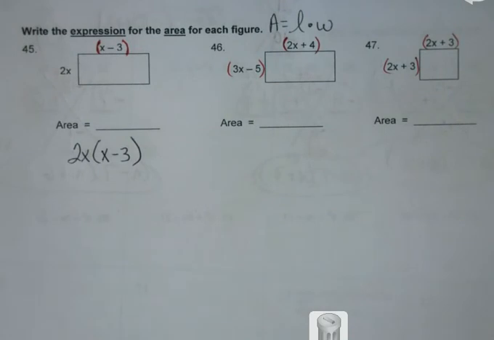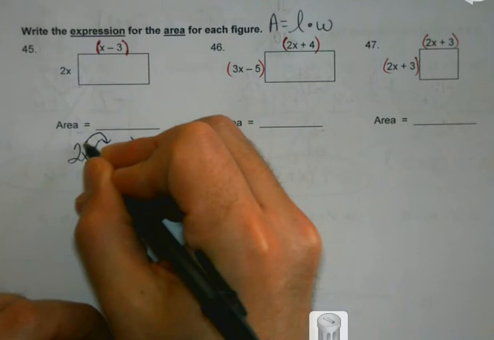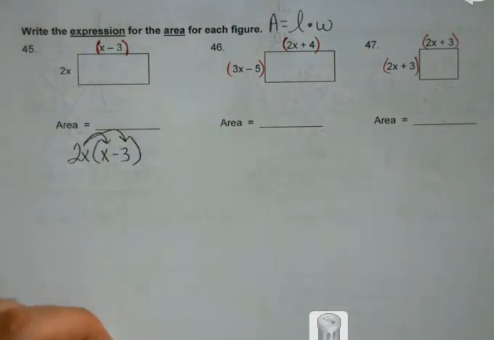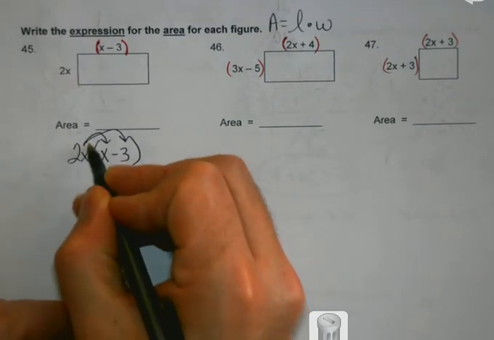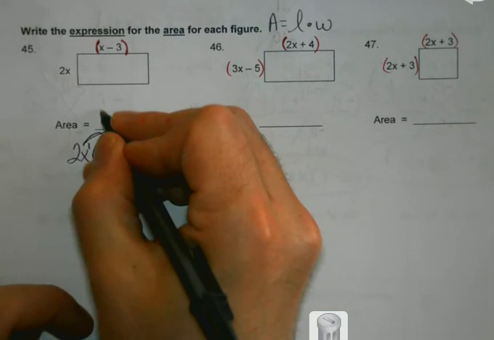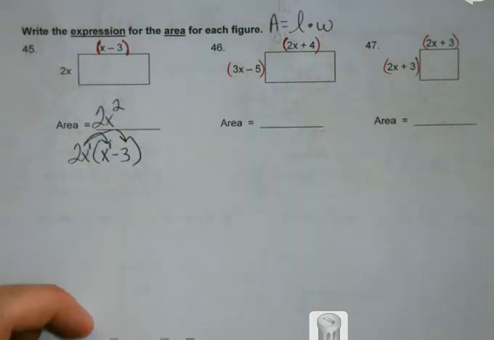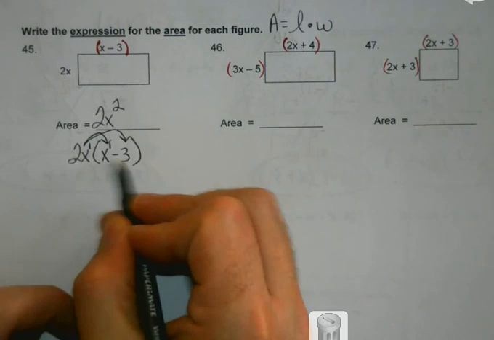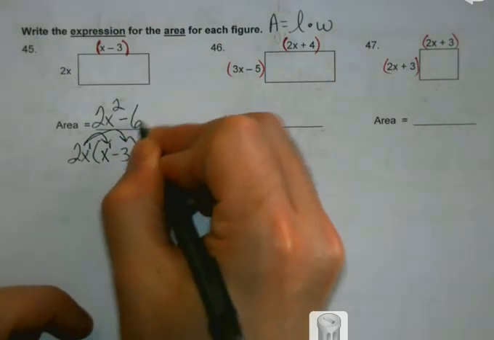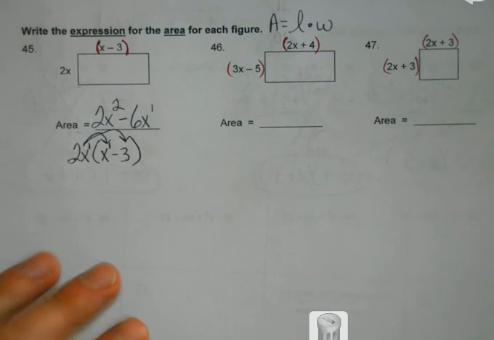So if I get something like this, I'm not just going to write that as my area. I'm literally going to distribute that through. And this is going to take us back and do a review of some other things we did recently. So what's 2x times x going to be? 2x to the second, because when I'm multiplying, I add the exponents together. And then 2 times negative 3 is negative 6x. That would be my area.